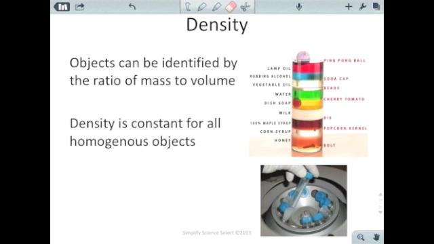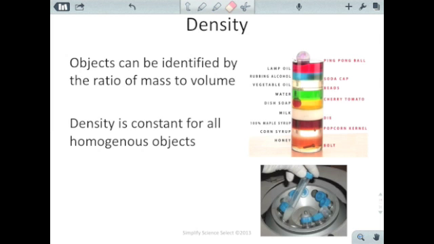You can see over here, here's a nice density column, and we can see all of these different liquids going throughout this density column. So we have a bolt down here, and then we have our honey, and then we keep on going up. And the reason why they're able to separate out into these different layers is because of the different densities.